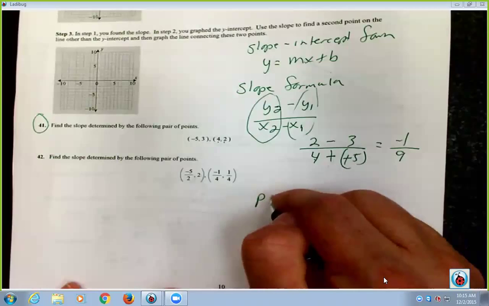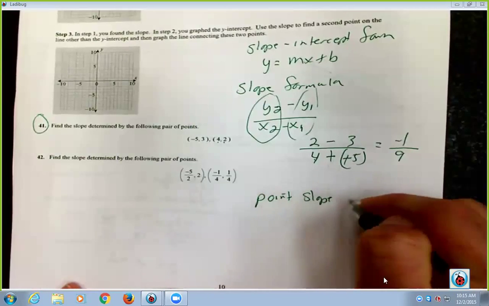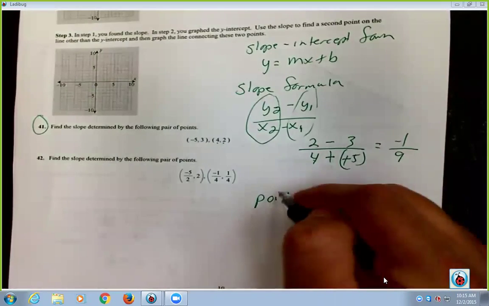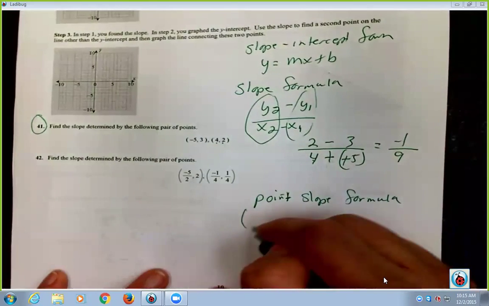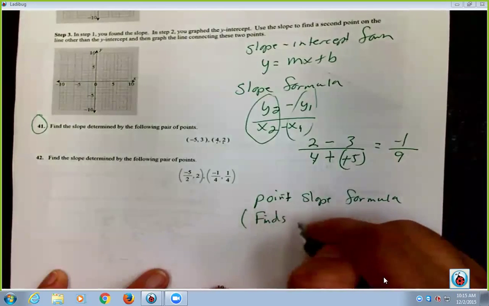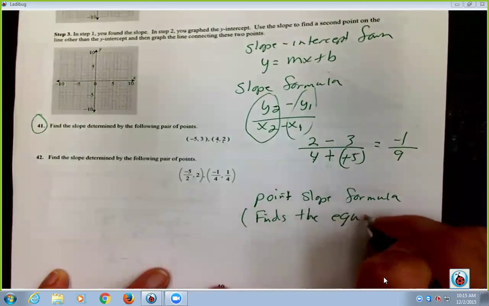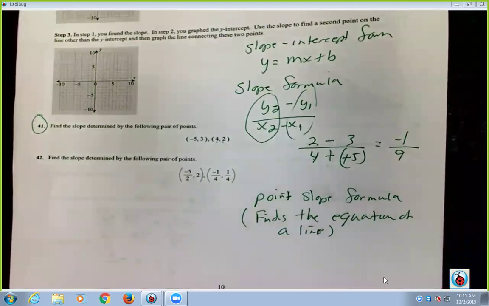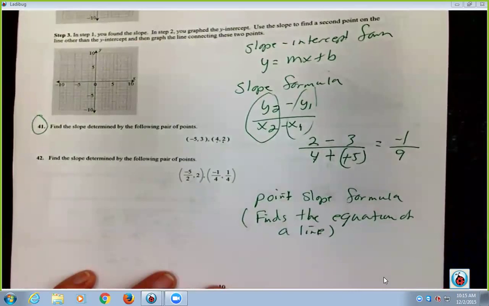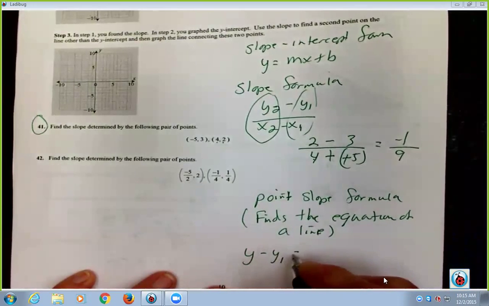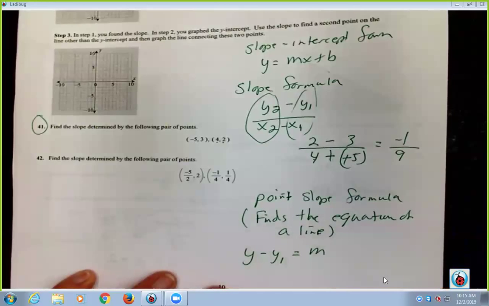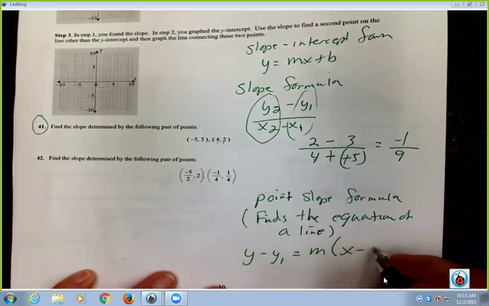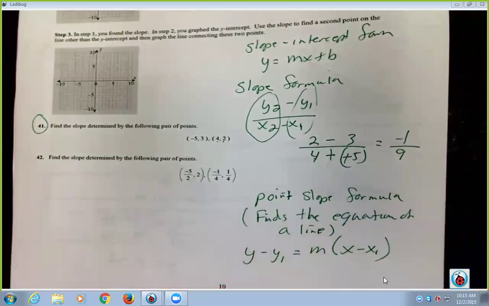We had the point slope formula. And the point slope formula let me find the equation of a line. So this finds the equation. So what is that formula? So we got them all together. Kind of uses your slope formula in there, but it's y minus y1 is equal to m. What's m? Slope? X minus x1. And so that we use to find equations of lines. So that's our three formulas we had from chapter 4.